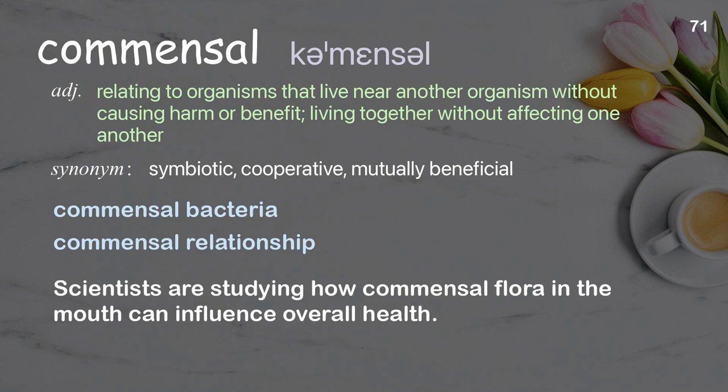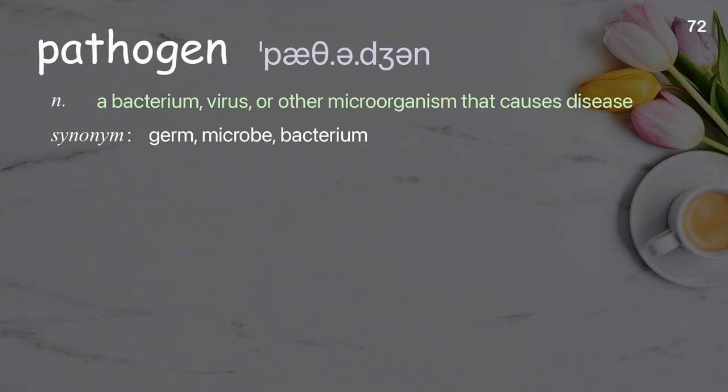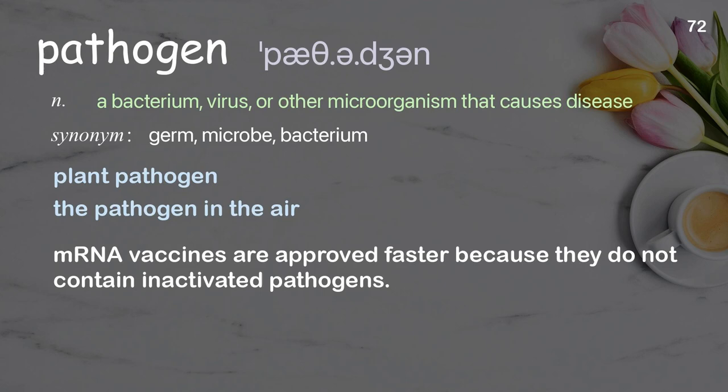Pathogen: a bacterium, virus, or other microorganism that causes disease. Examples: plant pathogen, the pathogen in the air. mRNA vaccines are approved faster because they do not contain inactivated pathogens.